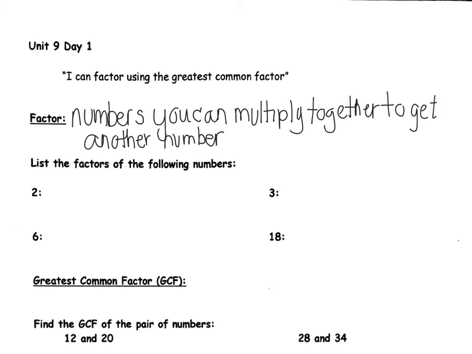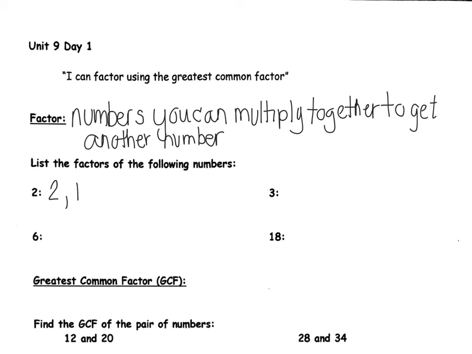So the first thing I want you to do is list the factors of the following numbers. So the first number is 2. What numbers do we multiply together to get 2? And I only want the positive numbers. So the factors of 2 are 2 and 1, because I can multiply 2 times 1 to get 2. Now obviously I can multiply negative 2 times negative 1 also to get 2, but I am only asking for the positive values, thus the positive factors.